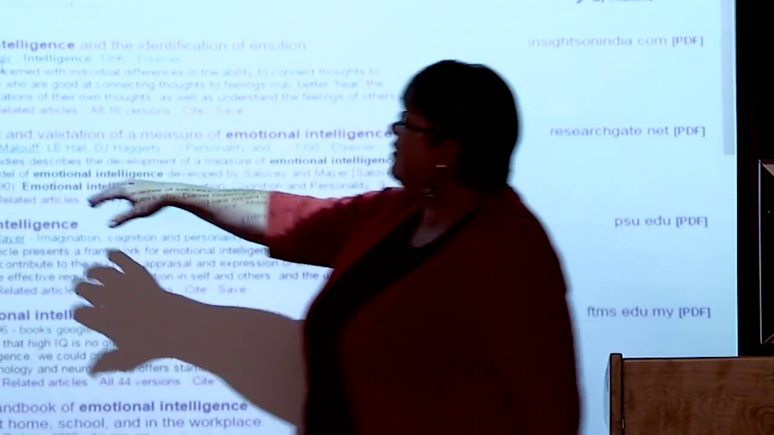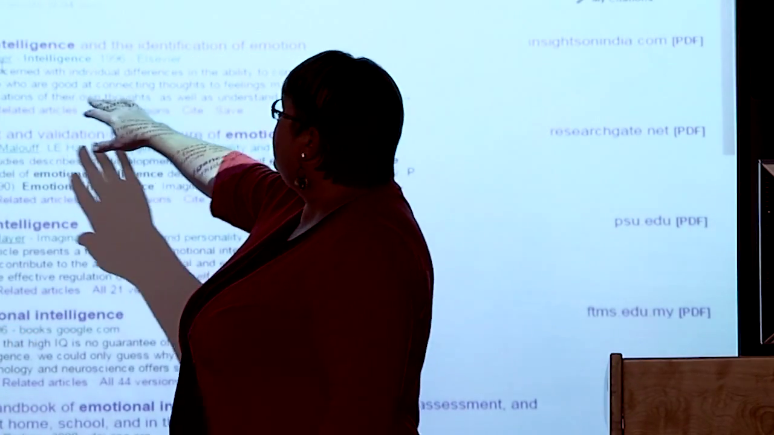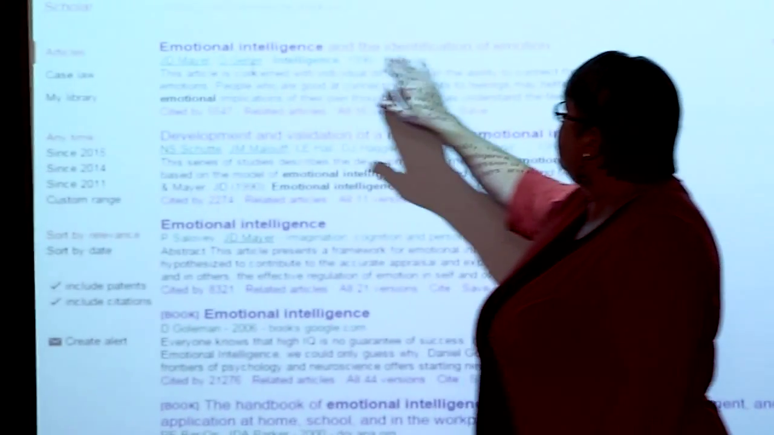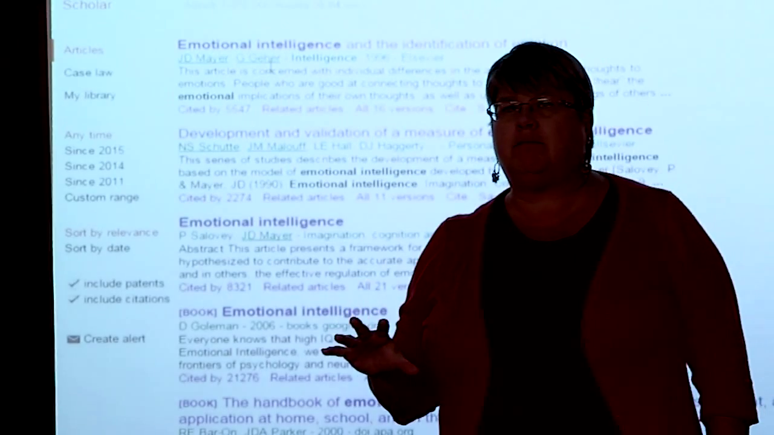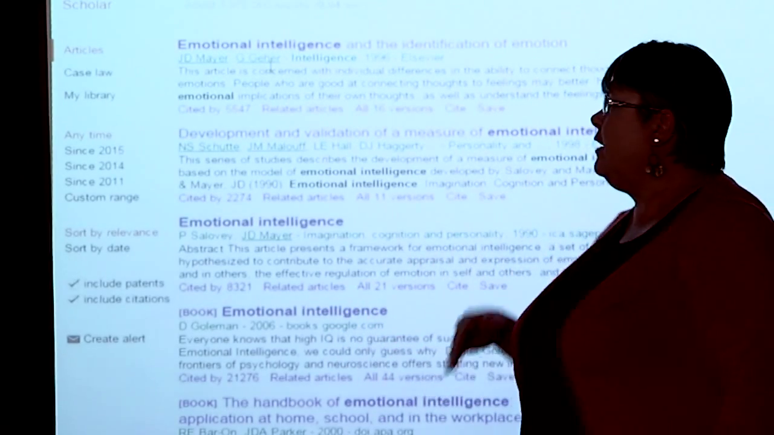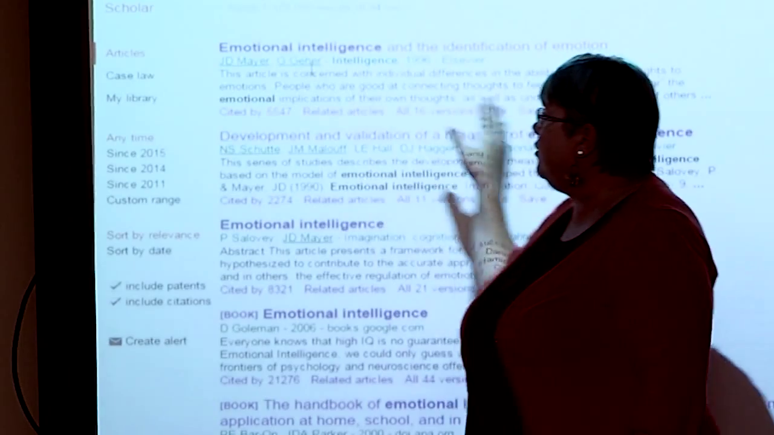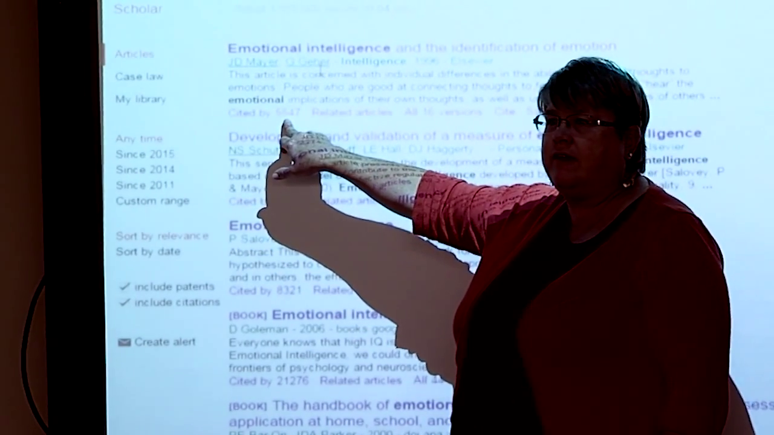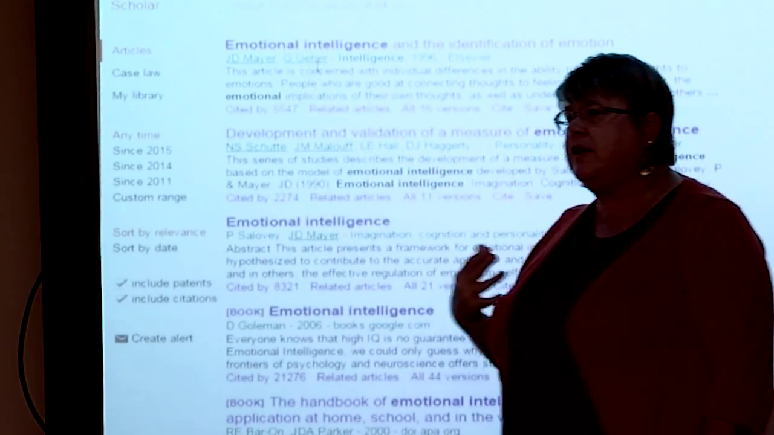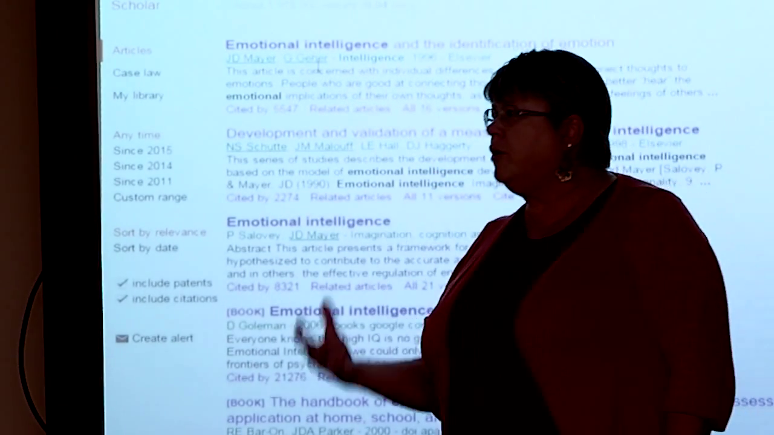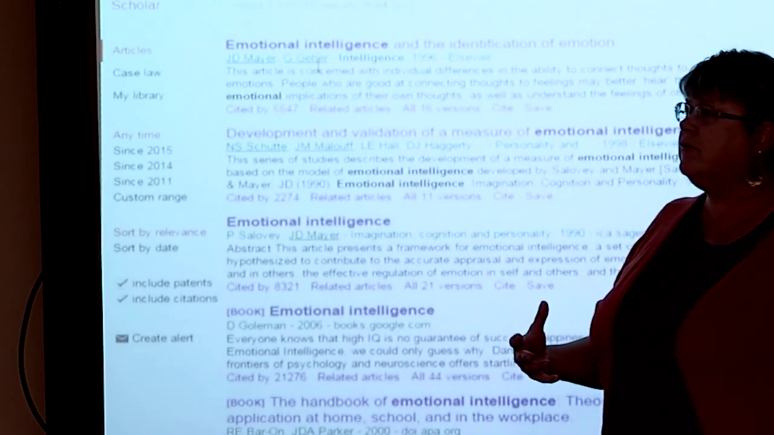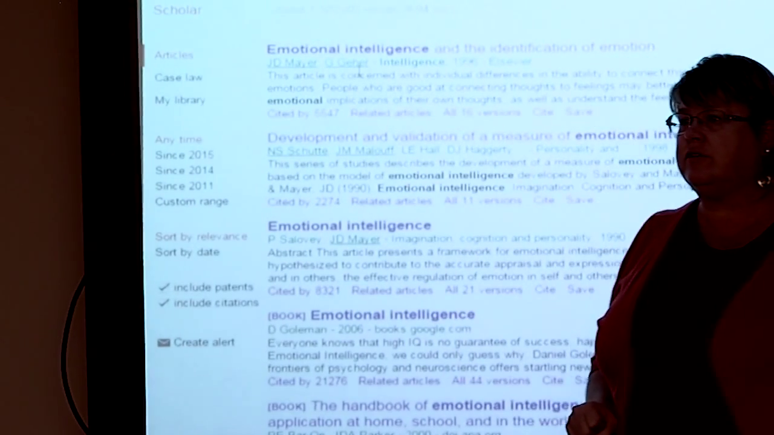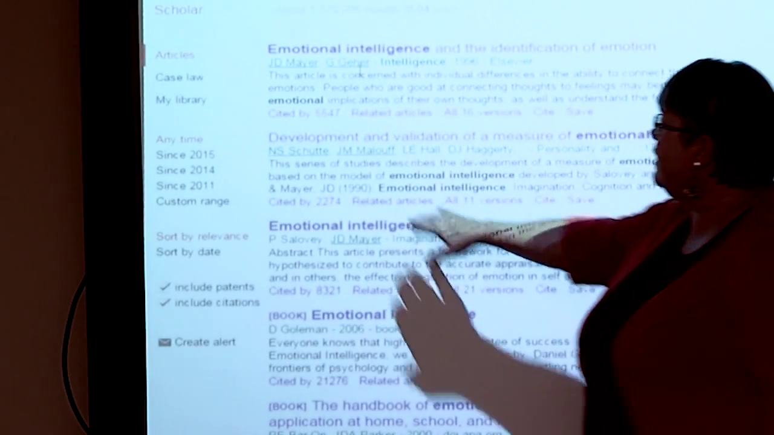So like this article right here, from 1996, is Emotional Intelligence, the identification of emotion, by one of the top authors in the field. And you can see that this is a seminal work in the field because it's been cited by 5,547 other people. And so if I find a really good article or book or resource that I'm using in my research, I will plug that title a lot of times, search it in Google Scholar, and then look at this cited by feature.